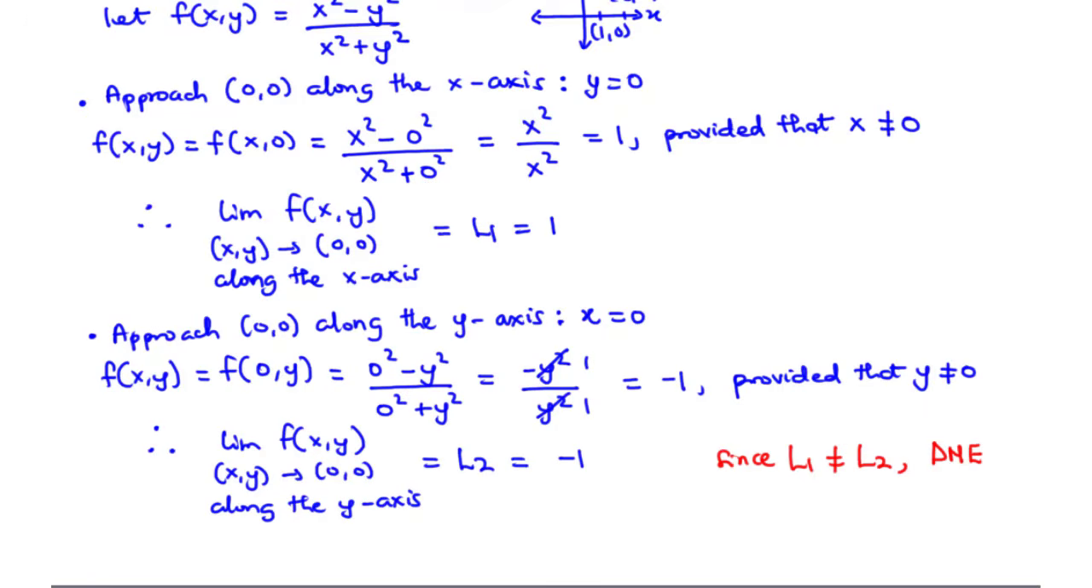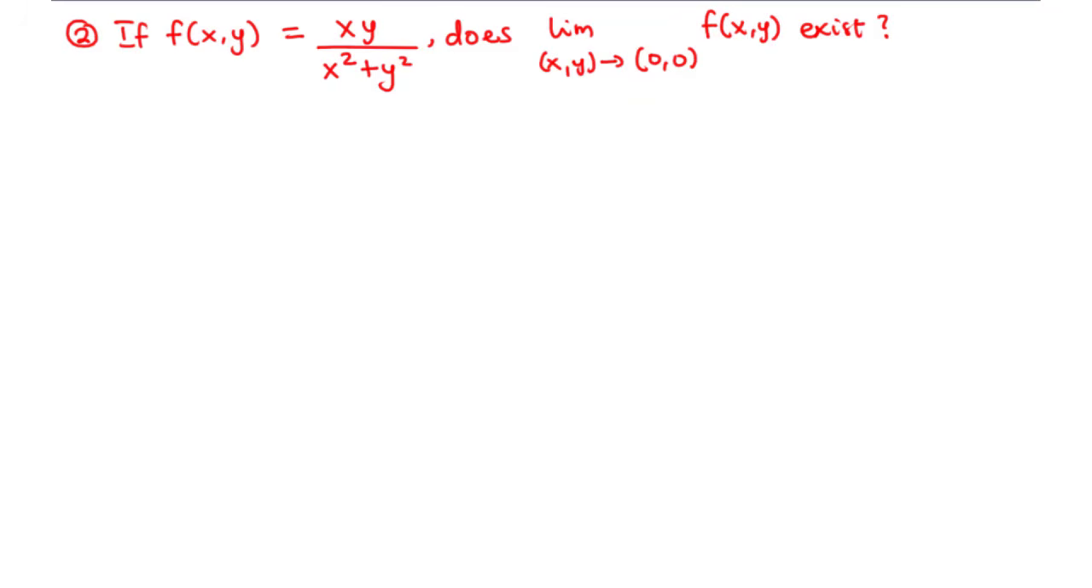Now let's move on to the second example. For the second example, if f(x, y) is equal to xy over (x squared plus y squared), does the limit of the function given as (x, y) approaches (0, 0) exist?